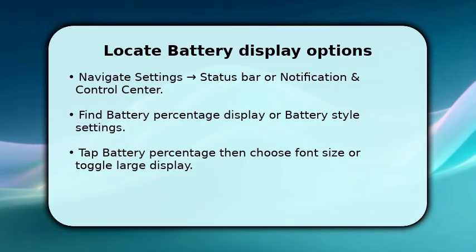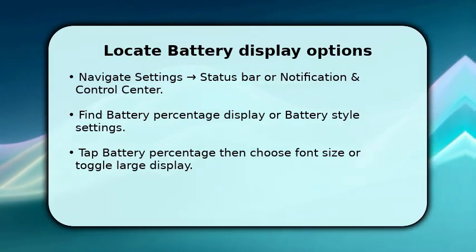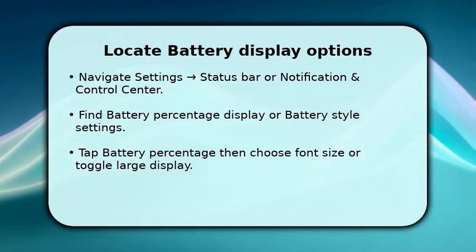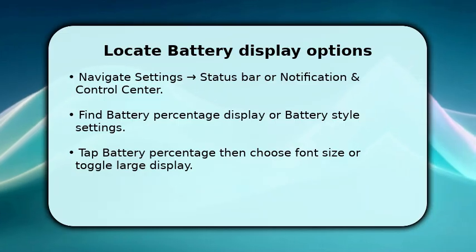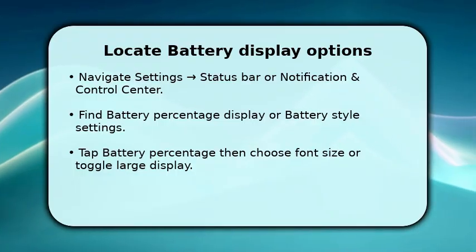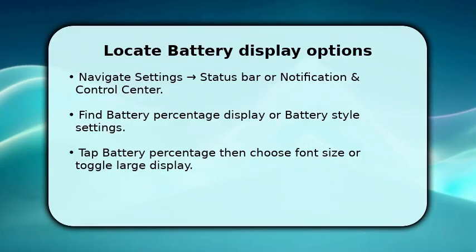Go to Settings, then Status Bar or Notification and Control Center, depending on your Color OS build. You're looking for battery percentage or battery style. This is where the system controls visibility and sometimes font options. Tap into that menu, and if a font size selector appears, choose a larger option. If only display toggles exist, enable percentage and check display or font options elsewhere.